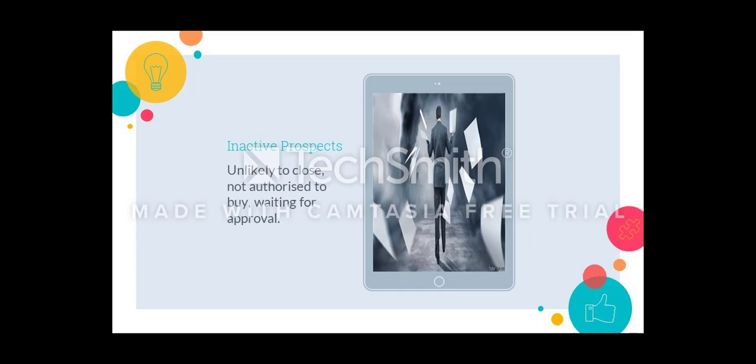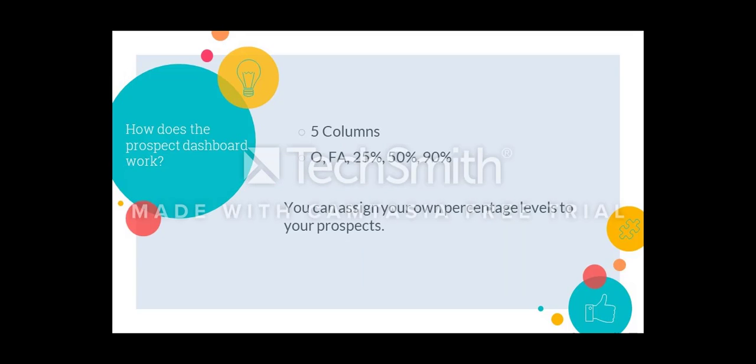Inactive prospects are those who don't seem likely to close. They may have your product or service in mind, but they are not ready to buy yet. Or they may not be authorized to buy and are waiting for approval. They may be inactive now, but you'll still need to keep them on your dashboard.